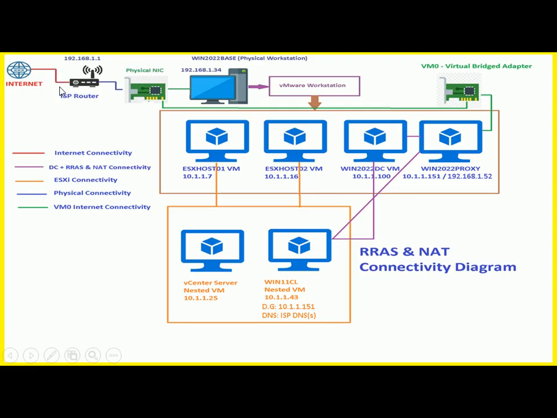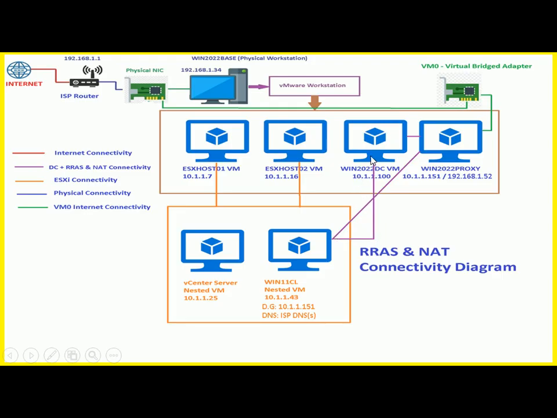Again, I'm just explaining: internet, then ISP router, and then physical NIC, to my virtual NIC, the virtual bridge adapter VM0. Then through that VM0 it goes to my proxy, Windows 2022 proxy, and through that Windows 2022 proxy, it is passed on to my Windows 11 CL.